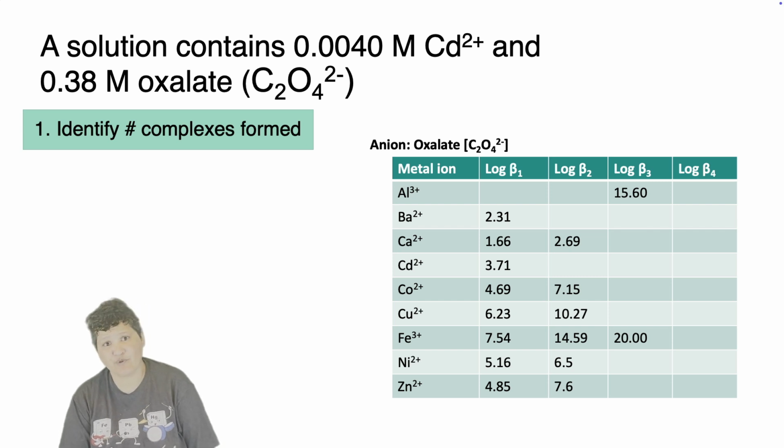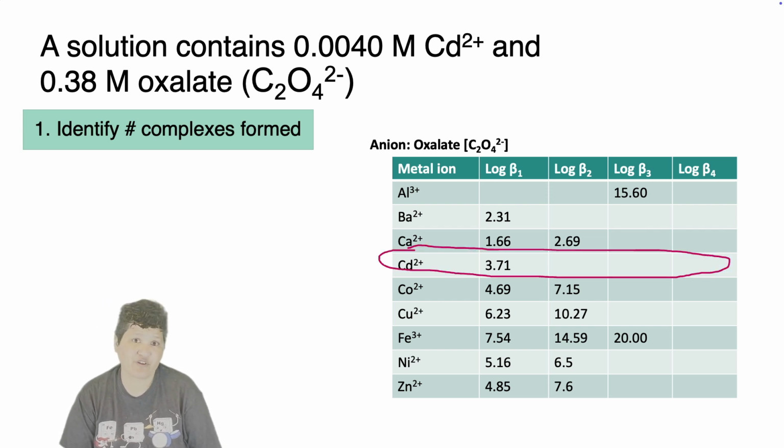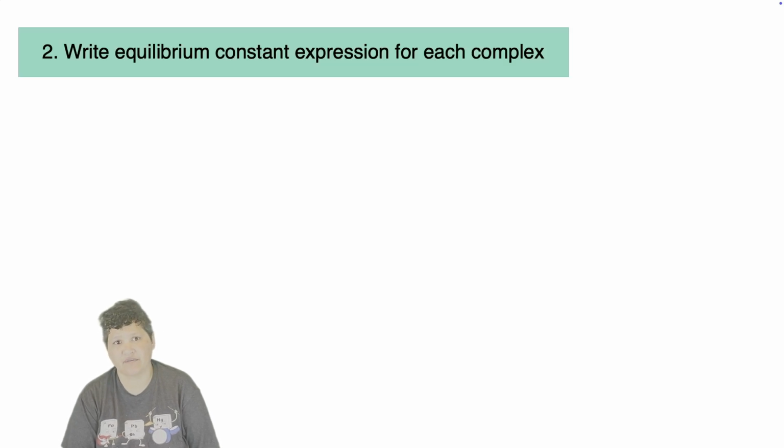We first find the table for oxalate anions, then we look for the row with cadmium. We can see that there is only one beta value, which means that we will only form one cadmium oxalate complex. Also, note that the value in that row is a value for the log of beta 1, which means that we're forming a complex with one cadmium and one ligand.